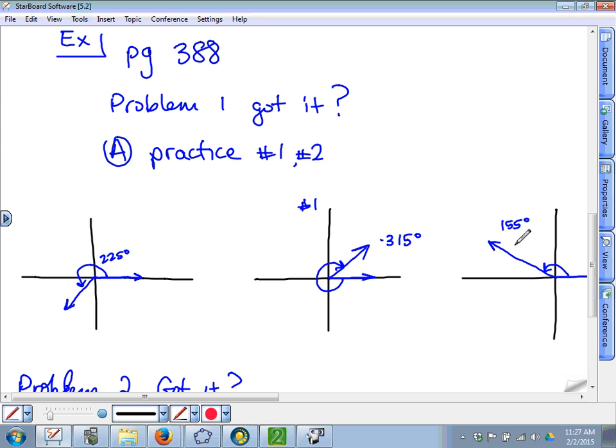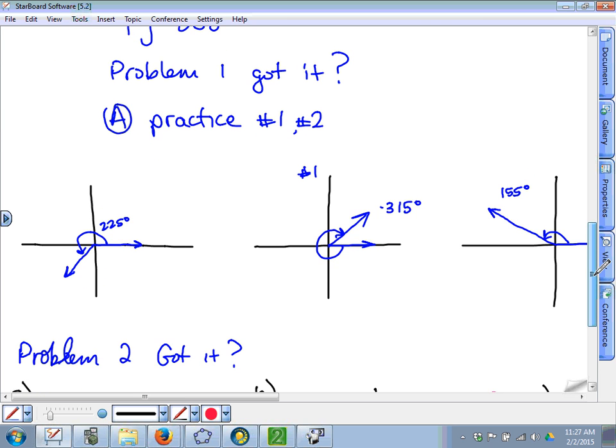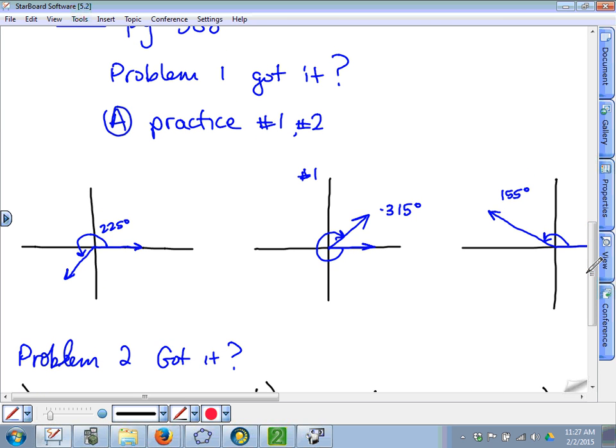Okay. Go to problem 2, got it. Part A, B, and C. Now you're sketching your own angles. So the problem 2, got it. Let's not take too much time with this. We've got to keep this moving. And again, you guys don't have a protractor, so I don't expect these to be exact. The terminal side just has to be in the right quadrant. So the problem 2, got it, part A, B, and C.